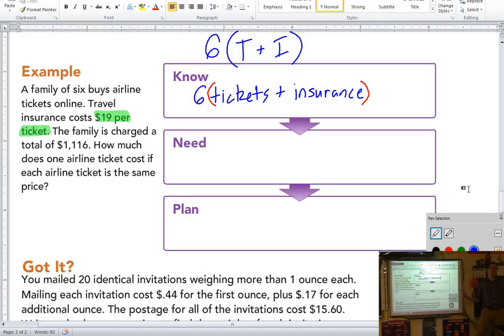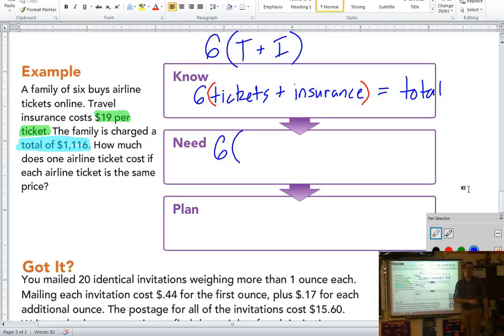And what's that going to be equal to? We know our total, $1,116. So that, and we'll fill that in here in a second, but that will be equal to our total cost. So now fill in what we know.